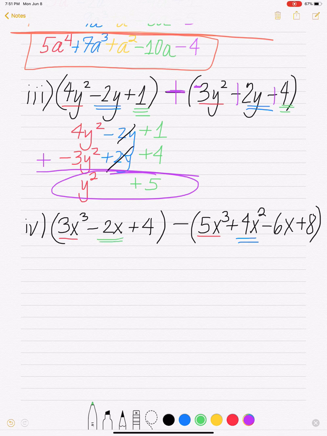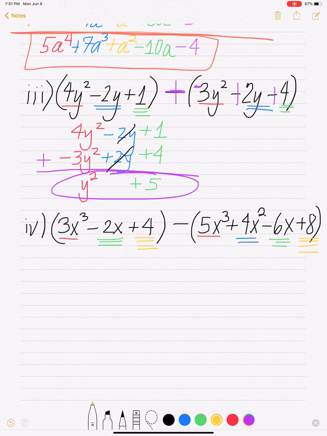So we have negative 2x in the left polynomial. We have minus 6x in the right polynomial. And it looks like we have constants in both polynomials. We have the positive 4 on the left one and a positive 8 in the right one.